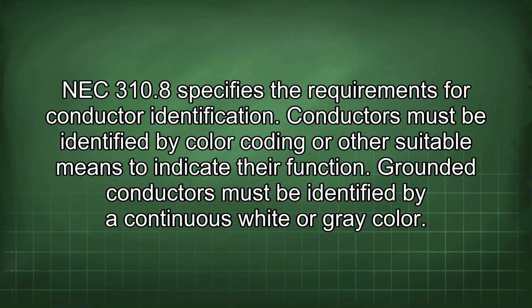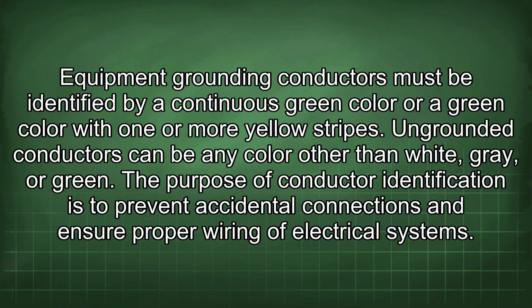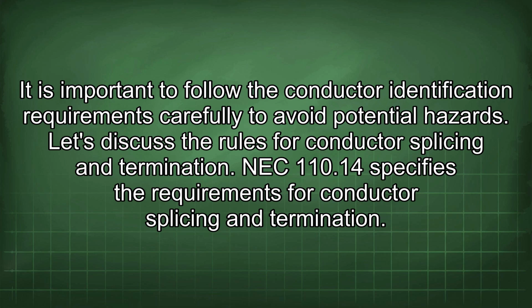NEC 310.8 specifies the requirements for conductor identification. Conductors must be identified by color coding or other suitable means to indicate their function. Grounded conductors must be identified by a continuous white or gray color. Equipment grounding conductors must be identified by a continuous green color or a green color with one or more yellow stripes. Ungrounded conductors can be any color other than white, gray, or green. The purpose of conductor identification is to prevent accidental connections and ensure proper wiring of electrical systems. It is important to follow the conductor identification requirements carefully to avoid potential hazards.